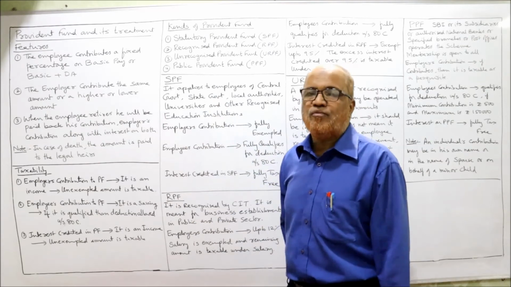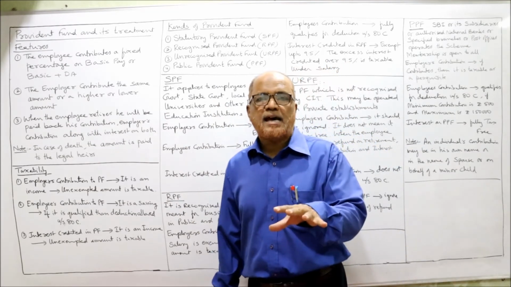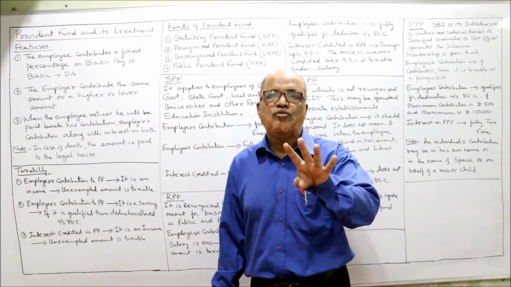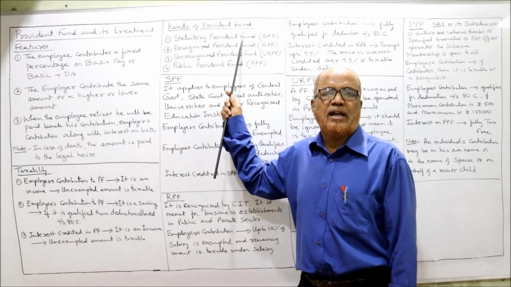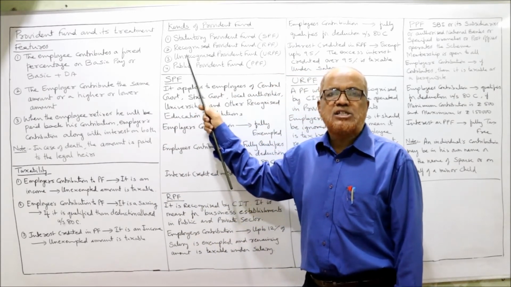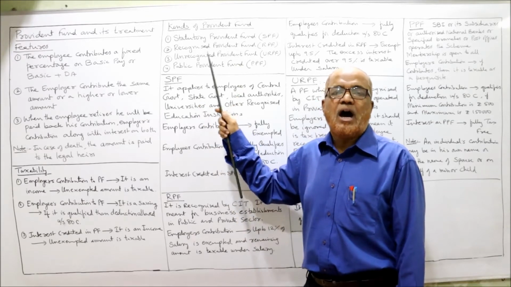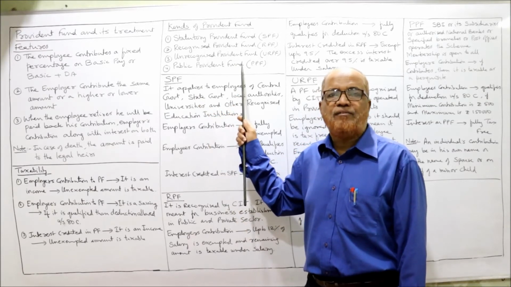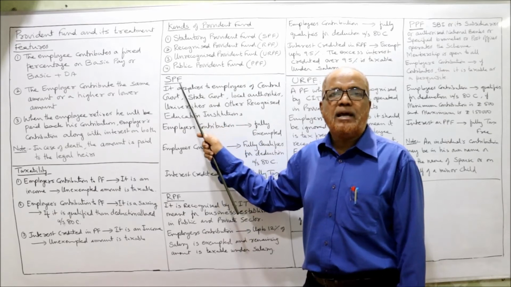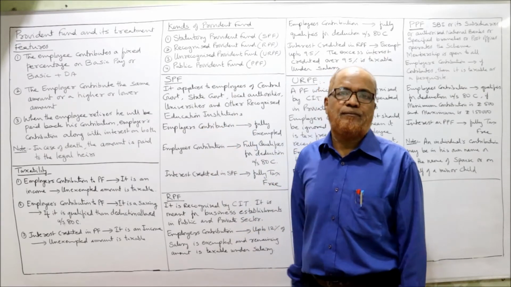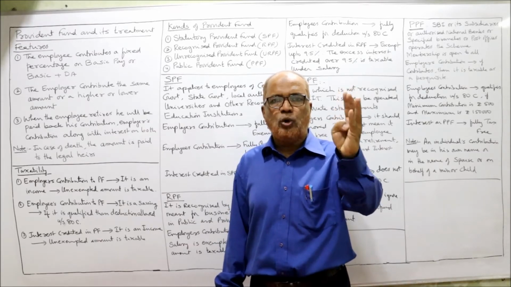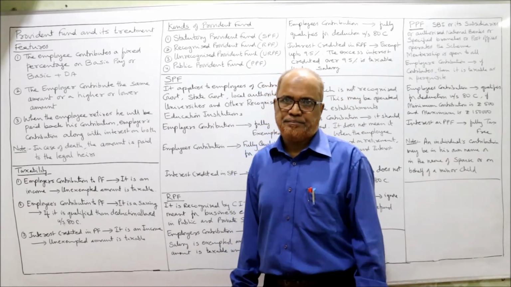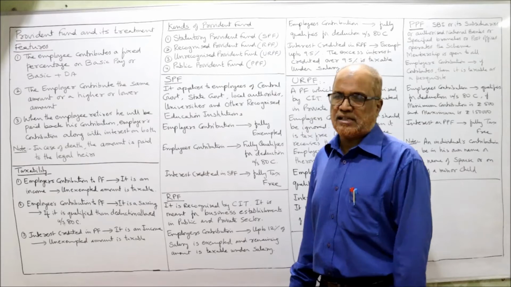Now, kinds of Provident Fund. The Income Tax Act has divided Provident Funds into 4 categories. That is Statutory Provident Fund, SPF, Recognized Provident Fund, RPF, Unrecognized Provident Fund, URPF, and Public Provident Fund, PPF. So simply we can say SPF, RPF, URPF, PPF. Shortly, we can say like this.